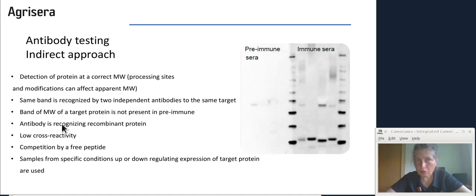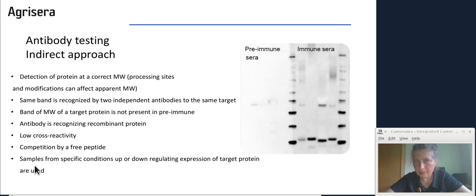Here is a summary of indirect testing approaches. A basic one is comparing pre-immune and immune serum, the most ideal situation. Of course, the molecular weight of our target band may differ depending upon different modifications which the protein can undergo. Also, we can include recombinant proteins as controls. We can also use specific conditions which should increase our target protein.